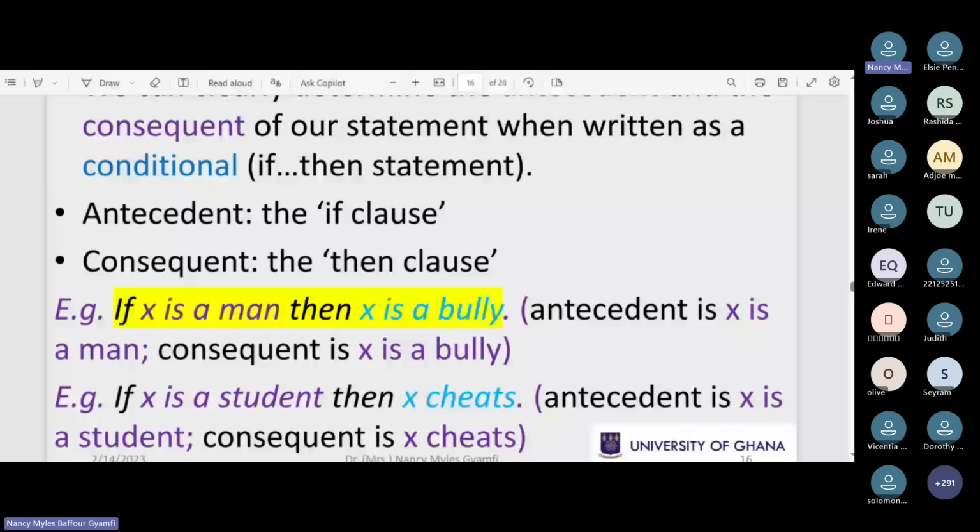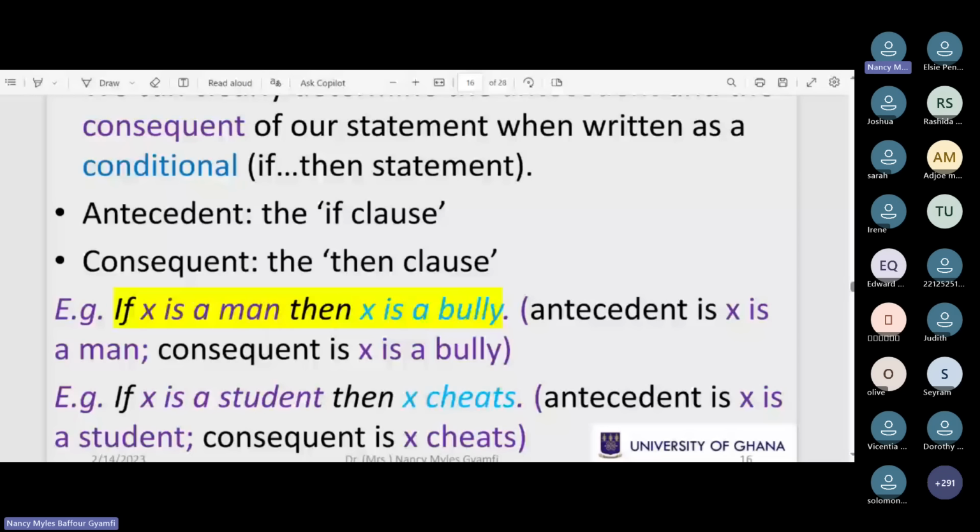And I want you to work on that very well, because we are going to affirm the antecedent, deny the consequent, and so on and so forth, to create modus ponens and modus tollens, and even know the invalid forms. If you don't know antecedent and consequent, you will struggle and get your things wrong. We don't want that. Okay, so one more practice.